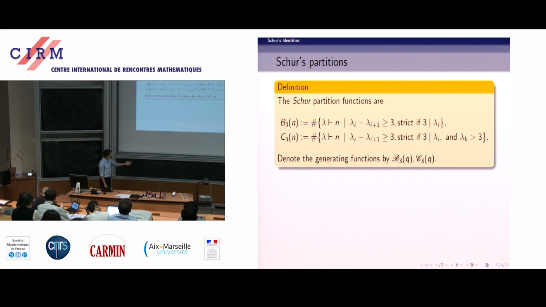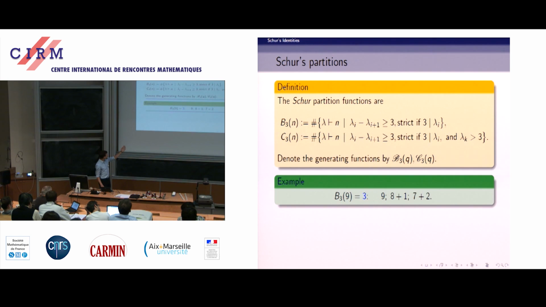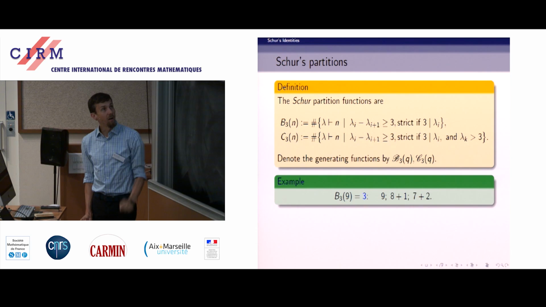can't be too small. For Rogers-Ramanujan, you couldn't have a 1. Here, you can't have a 1, 2, or 3. And I'll use the generating function several times, so we'll give them this distinguished notation, script B and script C sub 3. So here are the three Schur partitions of 9. All right, and you do see it. So you can't have the partition 6 plus 3 because those are multiples of 3, so the gap of 3 can't actually be used. Note the 3 highlighted in blue.